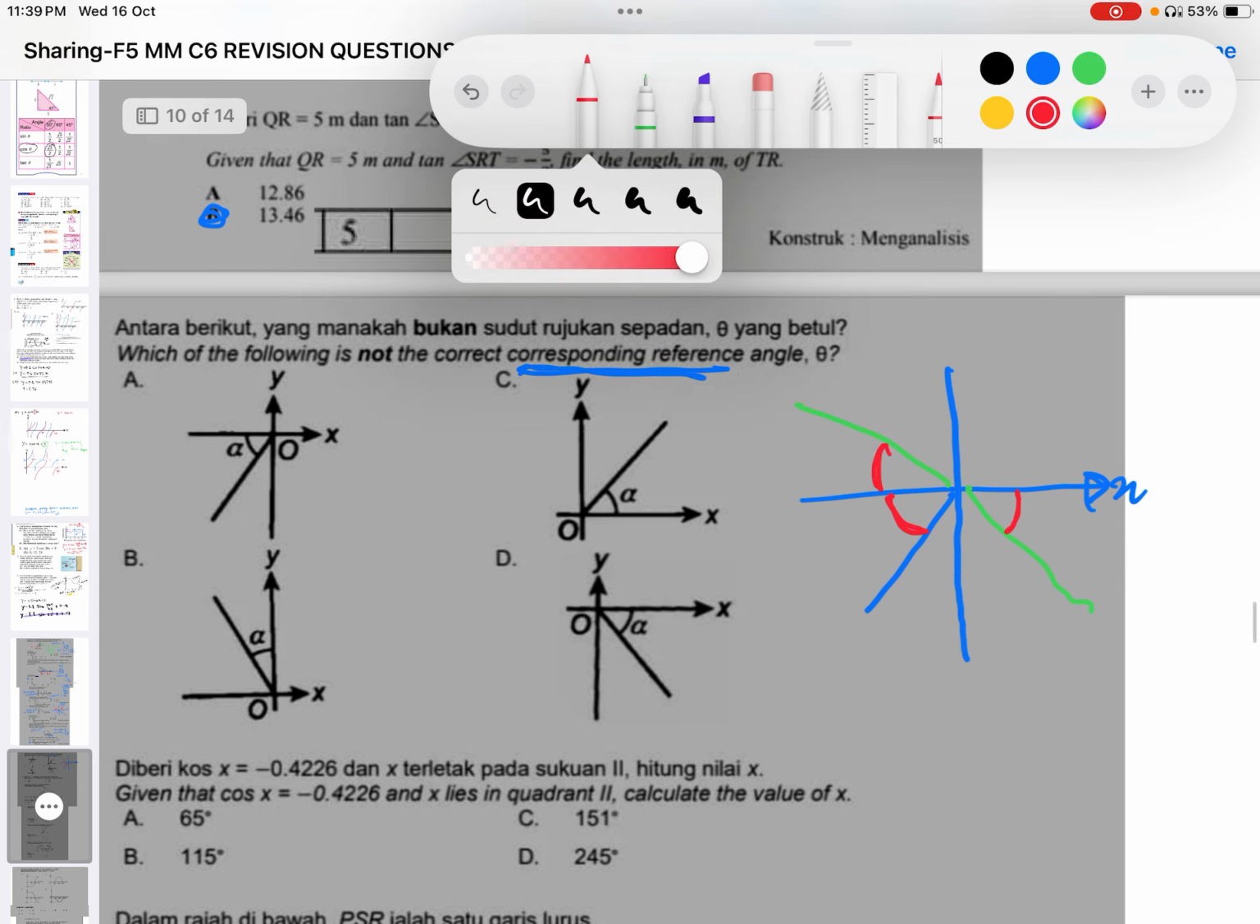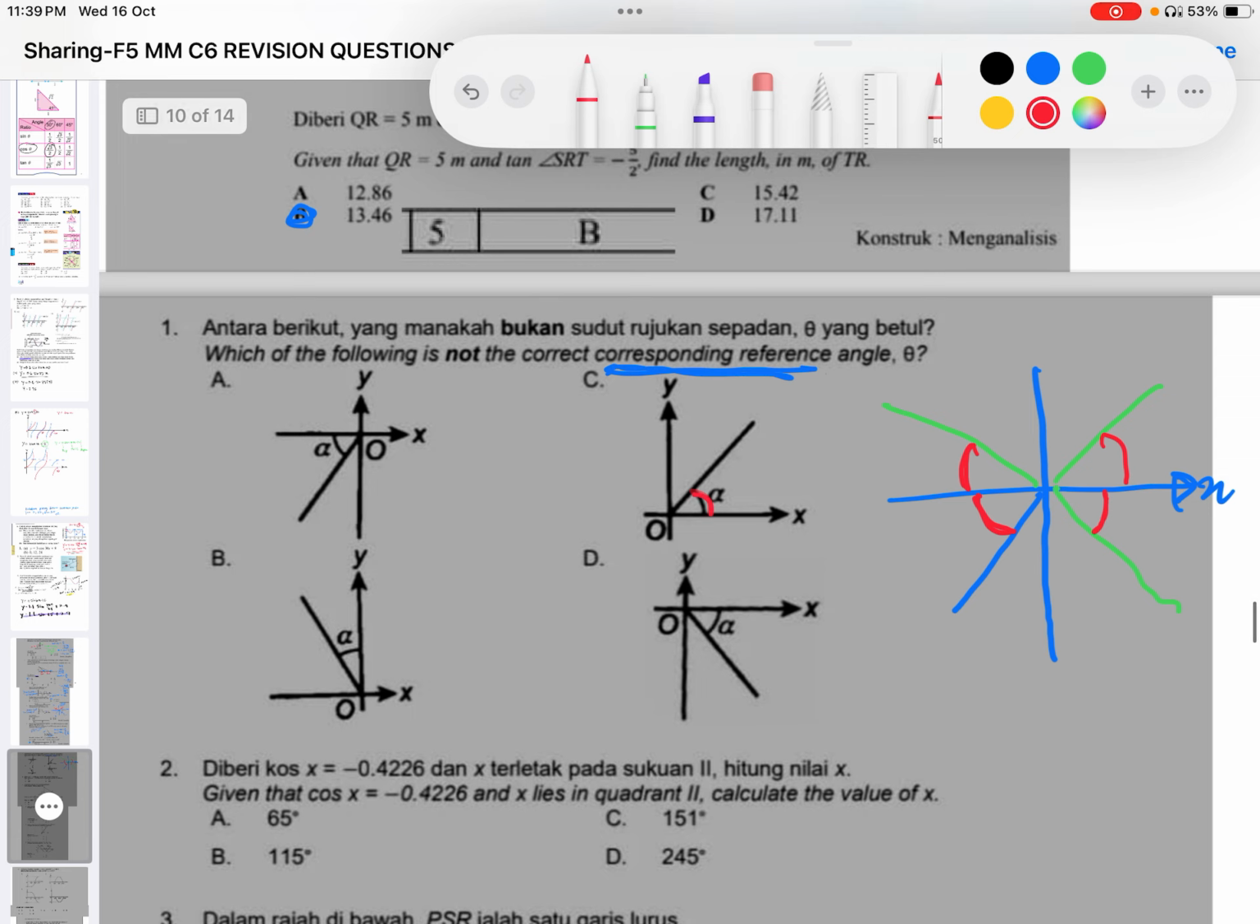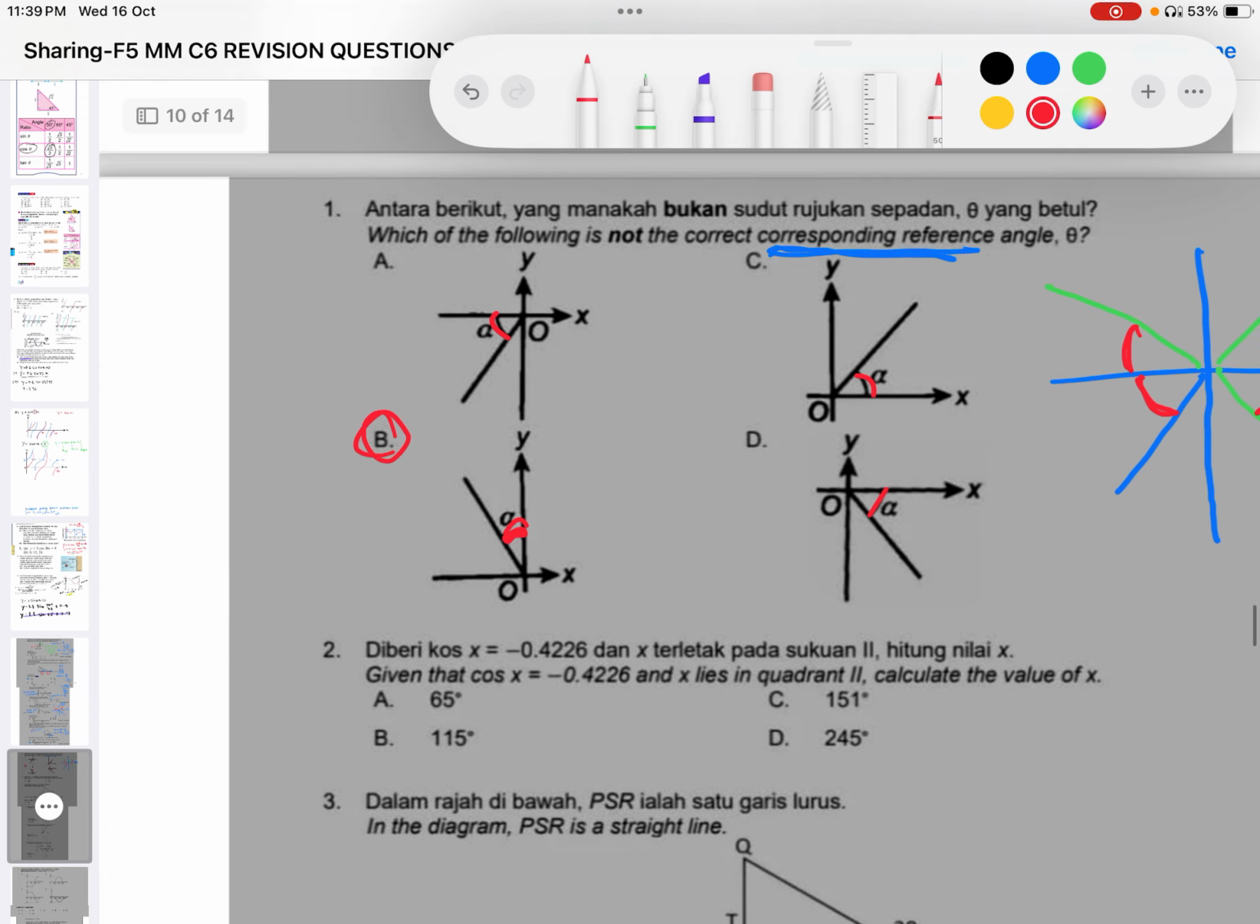So you guys see the pattern, right? So kita akan dapat, so yang ni corresponding to X, ni corresponding to X, this one is corresponding to X. Soalan B je tak corresponding to X, dia corresponding kepada Y. So B adalah salah. So B is the answer.